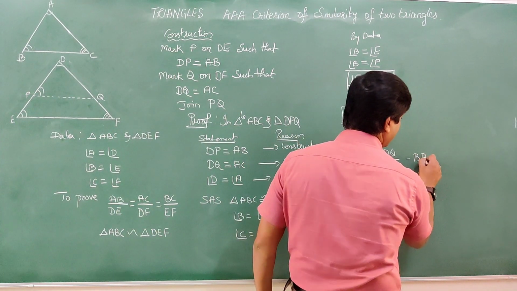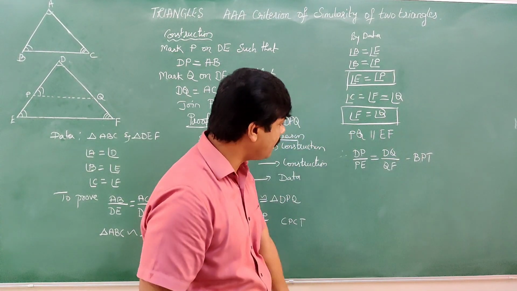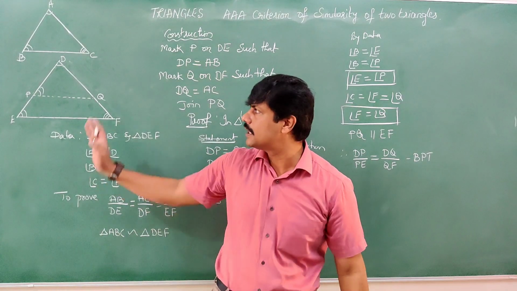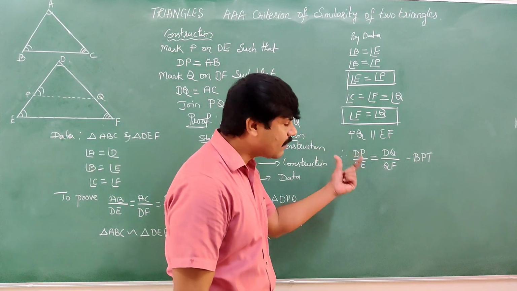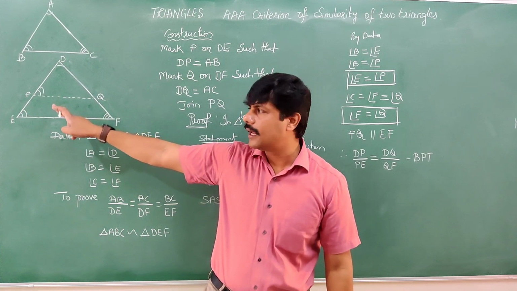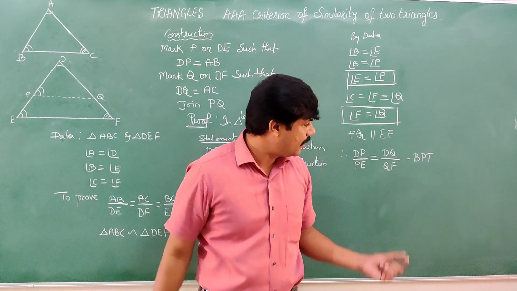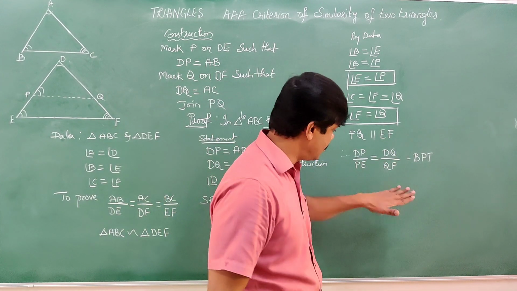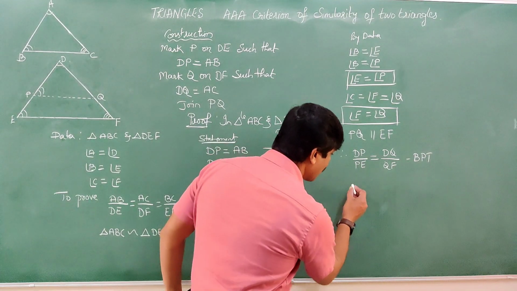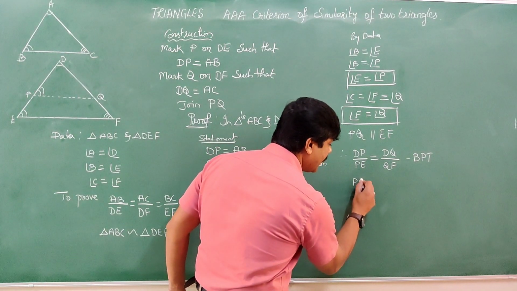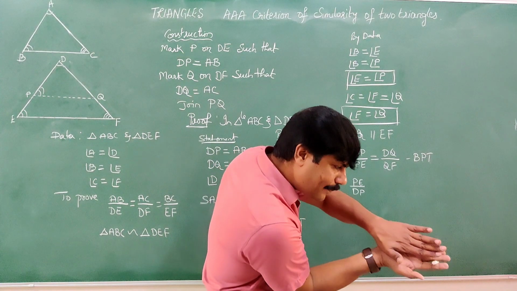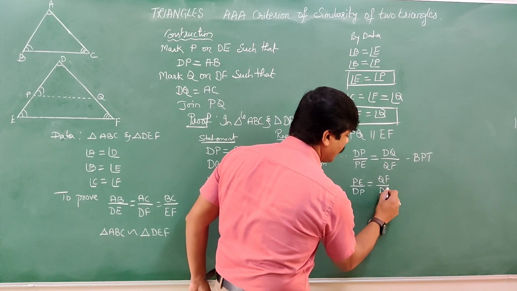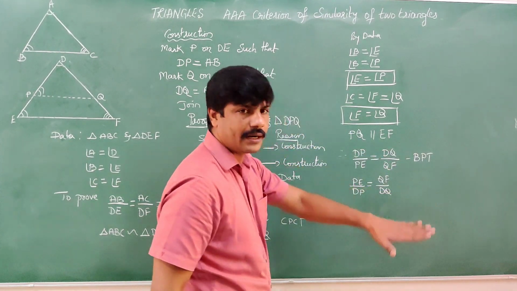BPT, the basic proportionality theorem. Based on the basic proportionality theorem, now this line PQ divides the other two sides. Which are the other two sides? DE and DF in an equal ratio, that is DP by PE is equal to DQ by QF. Just reciprocate this. If you reciprocate, it becomes PE by DP is equal to QF by DQ. Numerator made as a denominator, denominator made as a numerator.